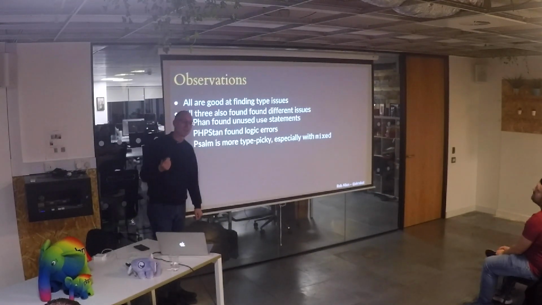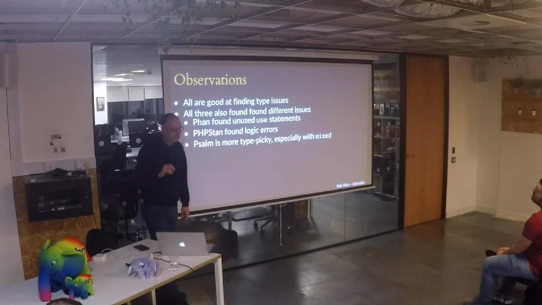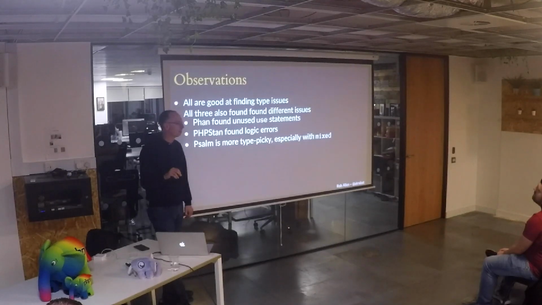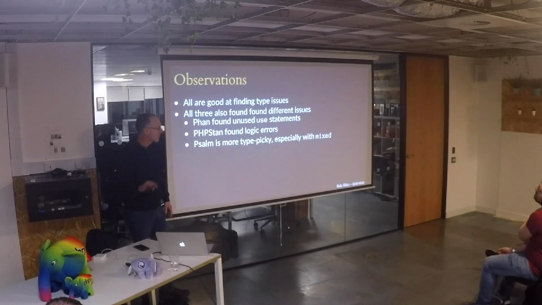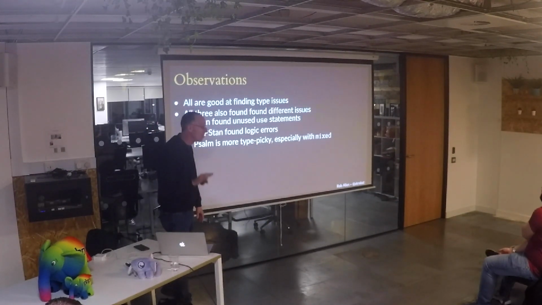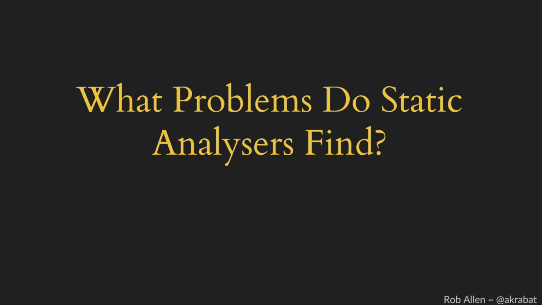PHP Stan was better at logic errors, like that ternary issue that the other two didn't find. And Psalm was extremely picky about types. Particularly if you've tried to use a mixed type because you think you know better. Don't use mixed types. Mixed types are bad. Mixed types means that you're not quite sure what's going on here. And Psalm really doesn't like that. So that's static analyzers.